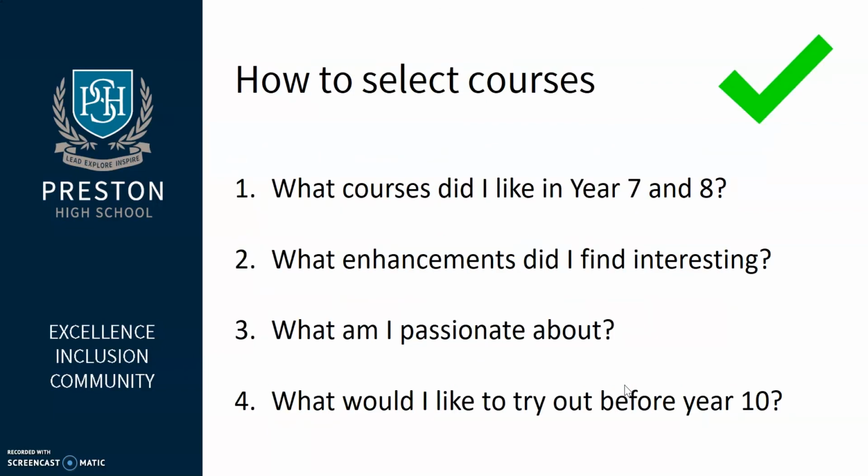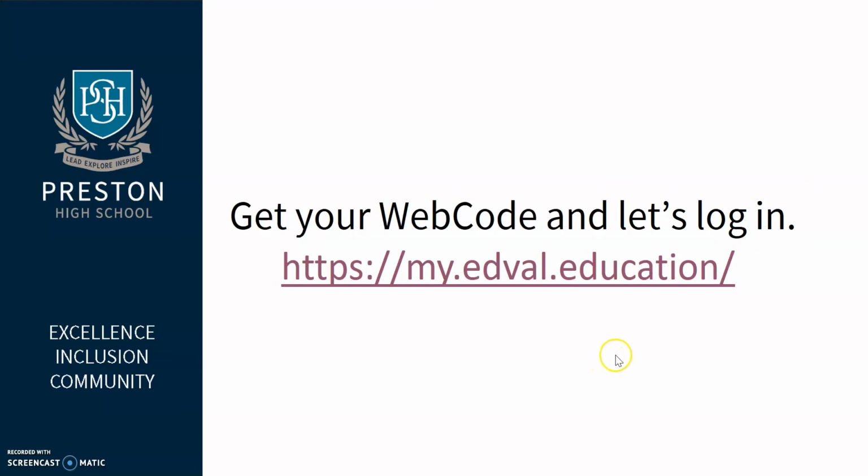There's 4 pieces of advice that we tend to give students who are selecting courses. Firstly, think about what courses you liked in year 7 and 8. Think about what enhancements you found interesting. Think about things that you found passion in doing. And what do you want to try out before year 10? So let's get going. Grab your web code at your school email and let's log in.